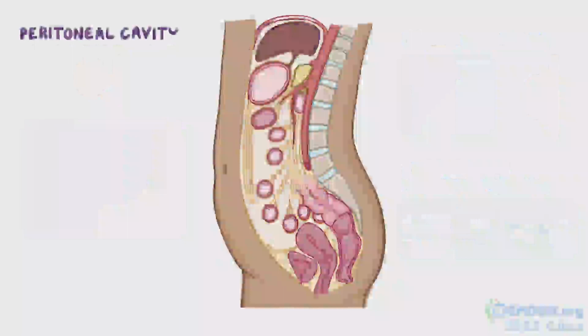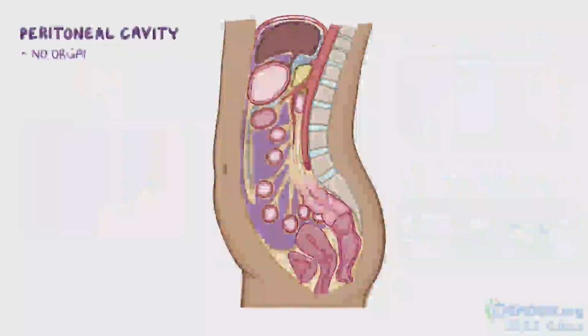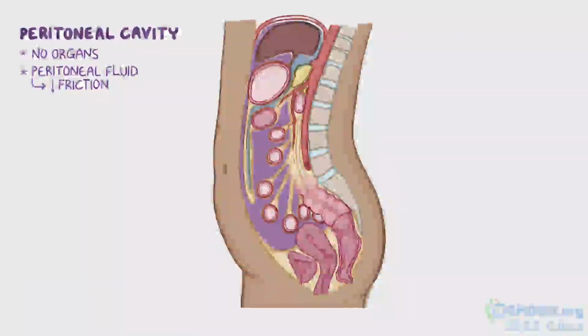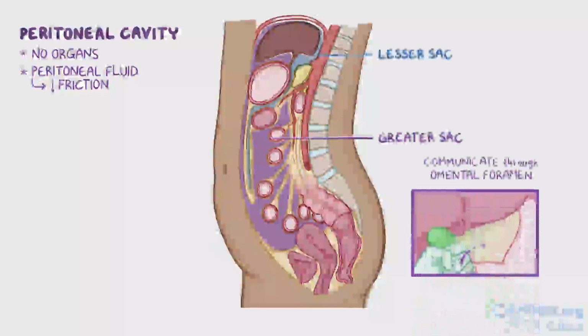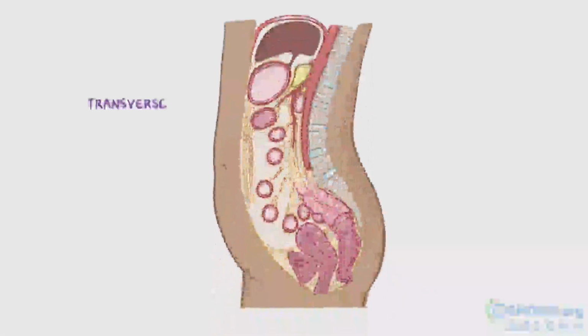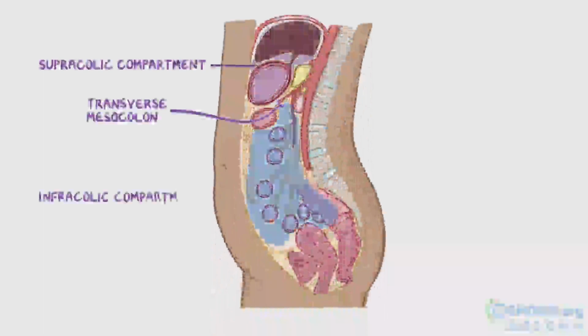The peritoneal cavity contains no abdominal organs and has peritoneal fluid to help viscera move without friction. The peritoneal cavity is divided into the greater sac and the lesser sac, which communicate through the omental foramen. The peritoneal cavity is divided by the transverse mesocolon into a supracolic compartment and an infracolic compartment.